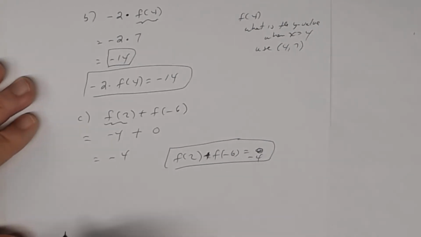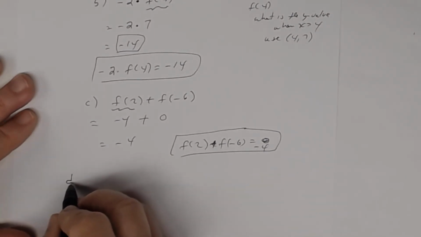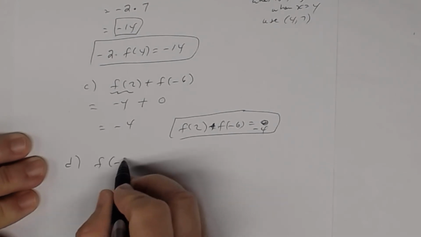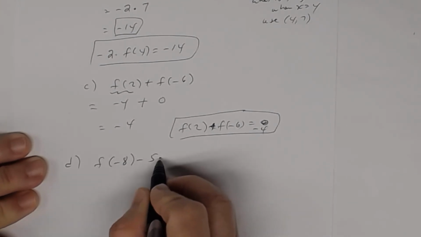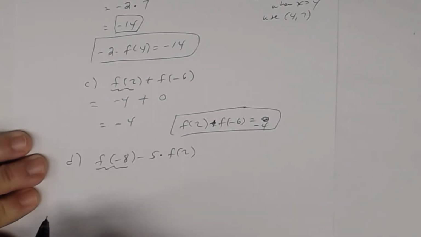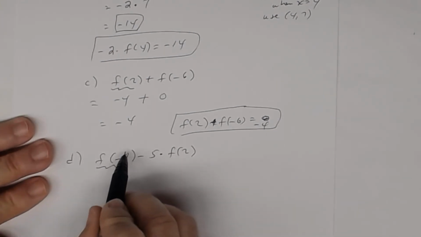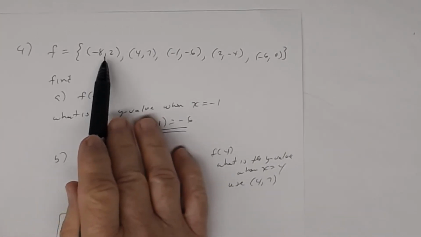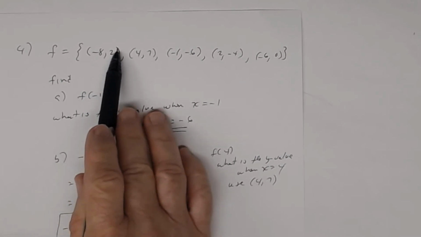Okay? And then finally for that one, let's suppose now we want to find d. And d is f of negative 8 minus 5 times f of 2. So again, f of negative 8 means what's that y value when x is negative 8? Let's find where negative 8 is. It's right here. For x is negative 8, my y value is 2.